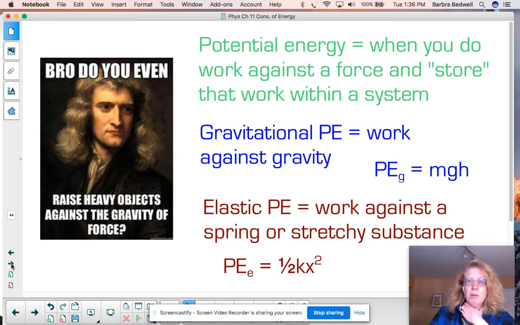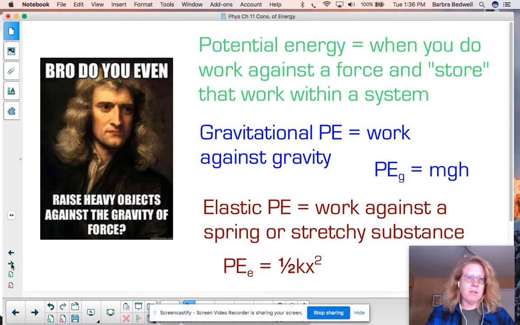We're not going to deal with elastic potential energy in this particular chapter. Again, we're just skipping it. But there's an equation that goes along with elastic potential energy. Just as a real quick aside, the equation there, 1/2 kx squared, looks a lot like kinetic energy's equation. K stands for a spring constant.